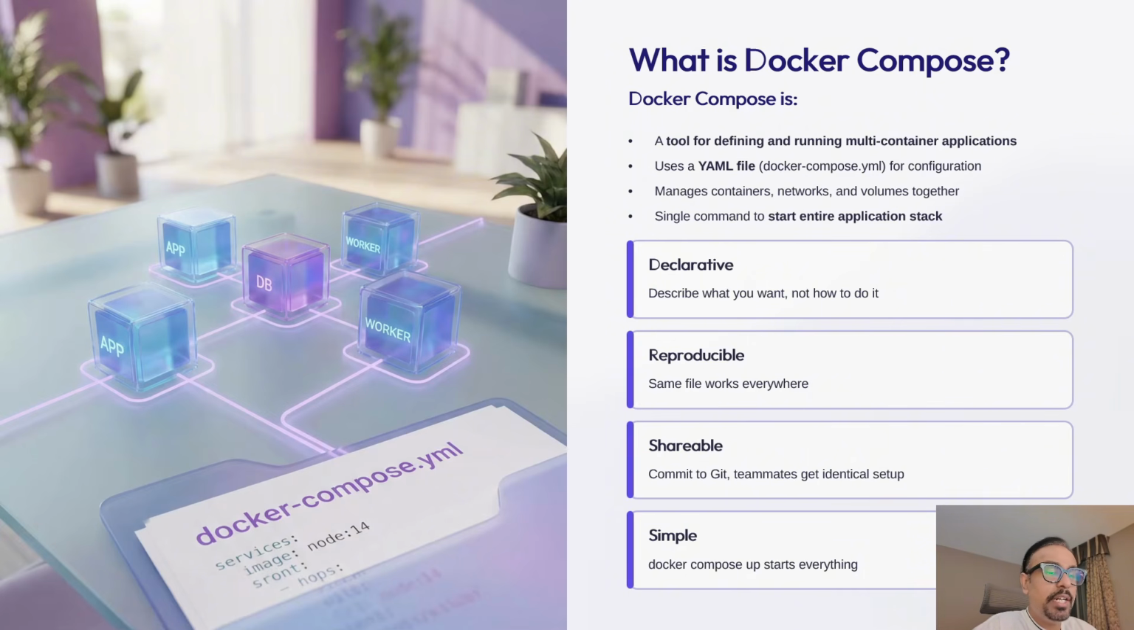The beauty is that it's declarative. You don't tell Docker Compose first do this, then do that. You just describe your desired state and Compose figures out how to achieve it. This makes the configuration reproducible. The same docker-compose.yaml file works identically on your laptop as well as on your colleague's machine or on a production server where you're going to deploy it.